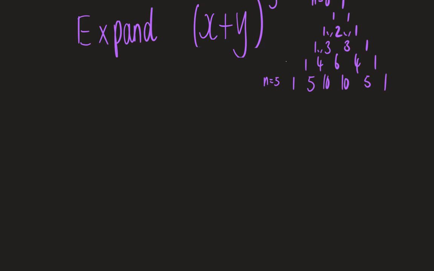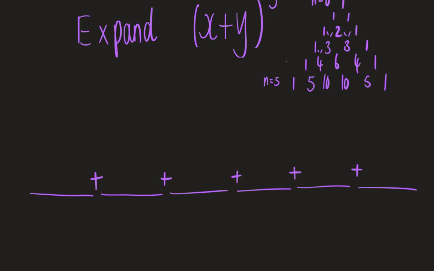Because we've got (x + y) to the power of 5, we are going to have one more term than 5, so we're going to have 6 terms. So let's write them out here: 1, 2, 3, 4, 5, 6 terms that we need to fill in, and they're all going to be added together.